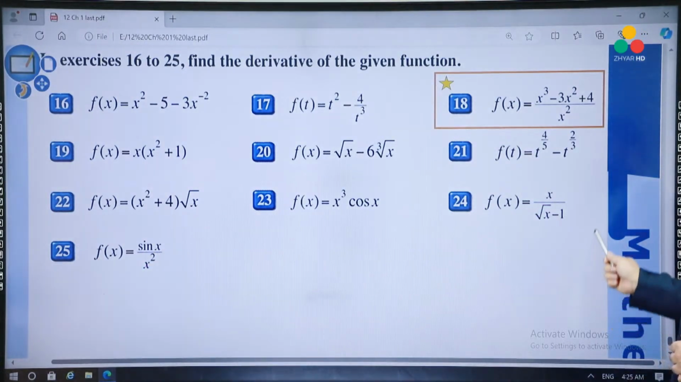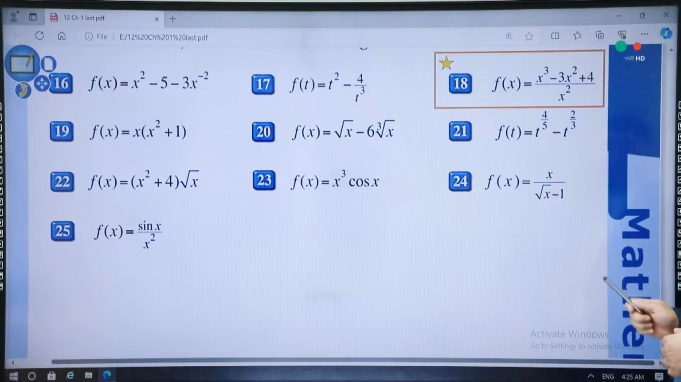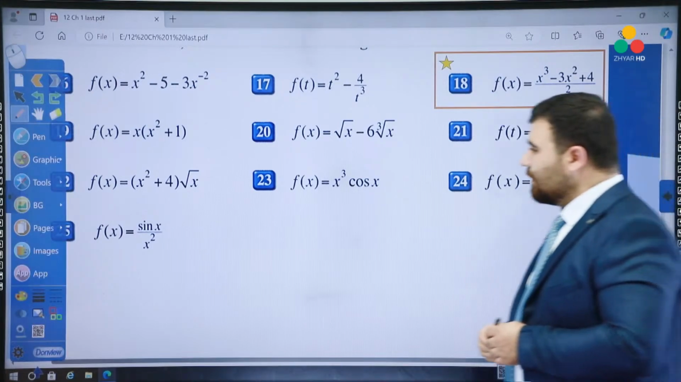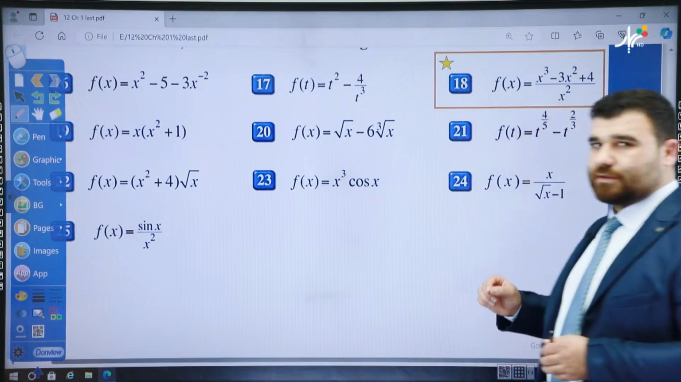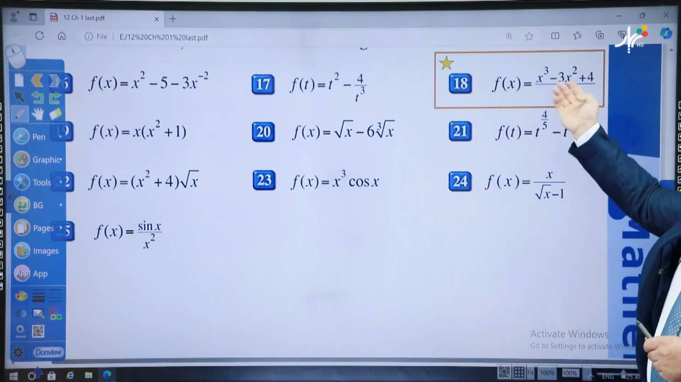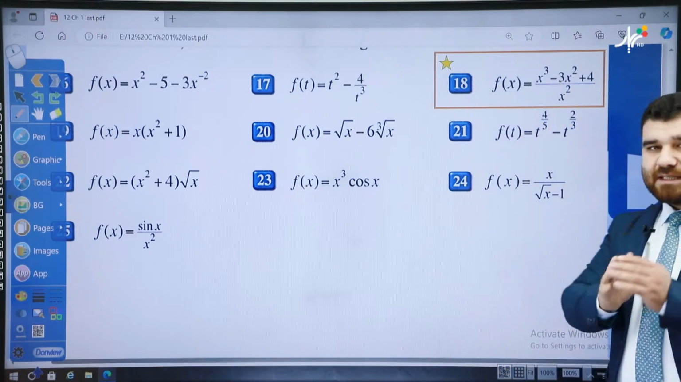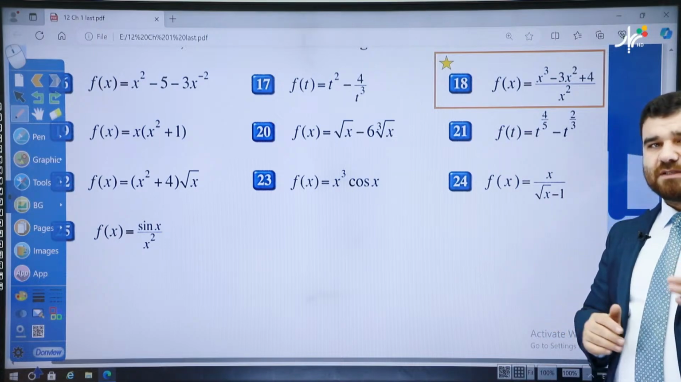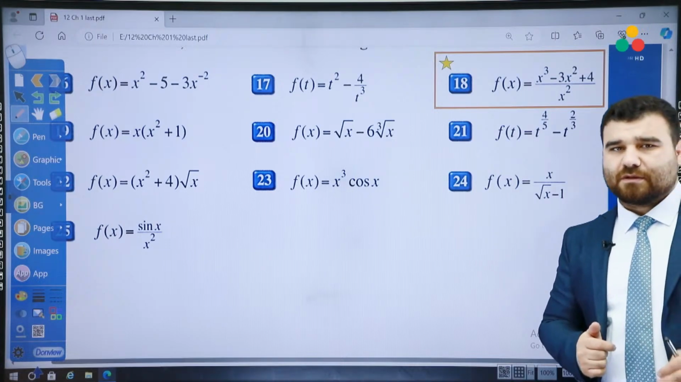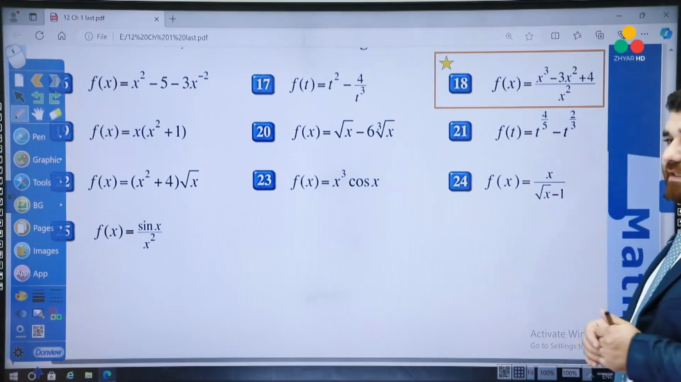Question 18. Pay attention to this question. There is a way of doing such questions. There is one denominator for 3 terms. We can separate this into 3 different fractions, then do the derivative of each one. That will not take any time.